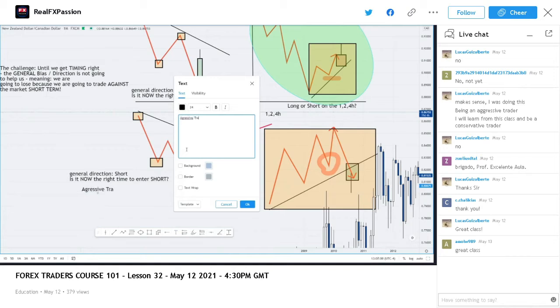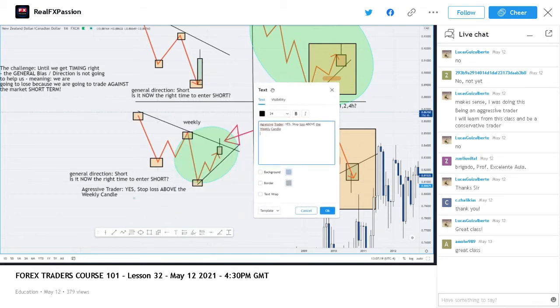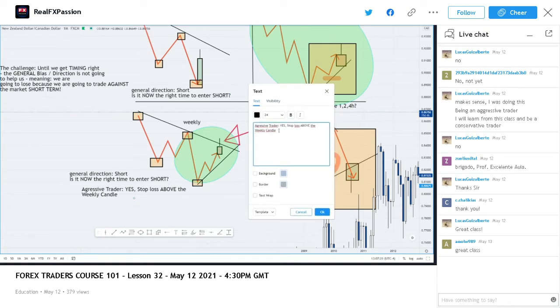Aggressive trader. Answer is yes. Stop loss above the weekly candle, right? This is the aggressive trader. Okay. Now the moderate trader, the answer is not yet.